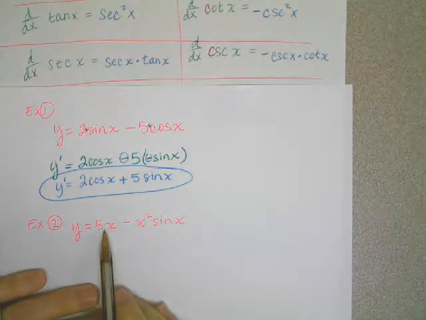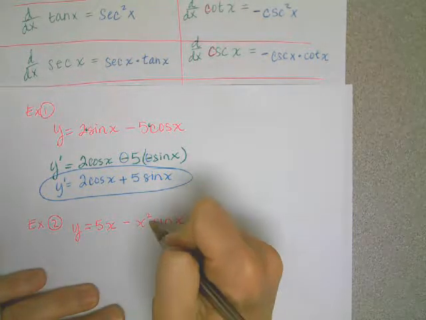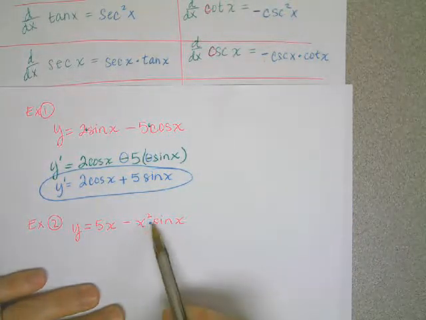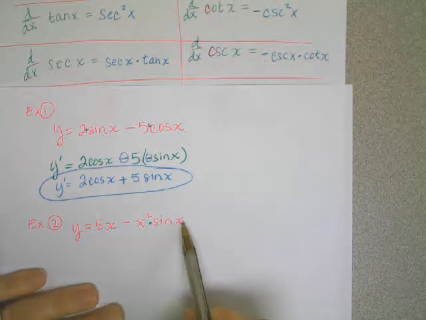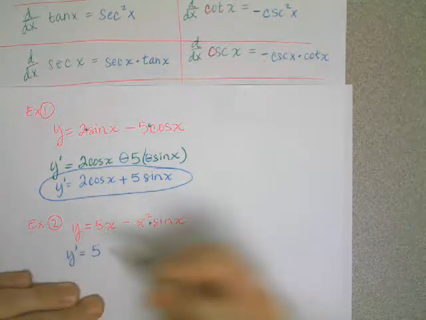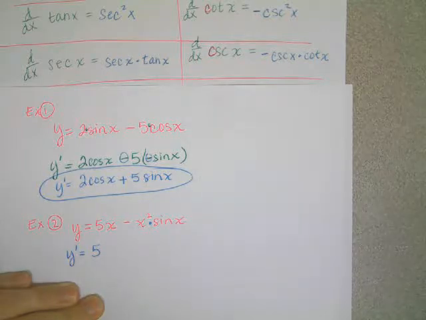This first part I will use the power rule. The second part I am going to use the product rule because this is x squared times sine x. So for the first part, derivative is 5. Now I'm going to come over here.